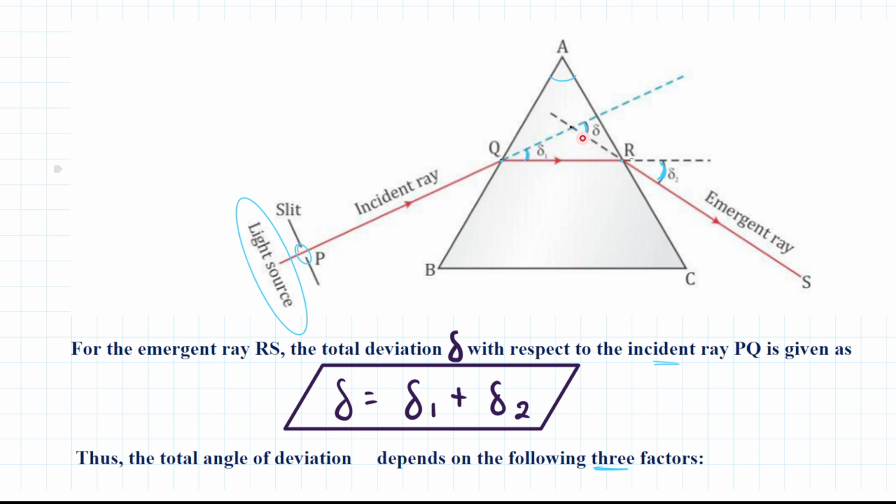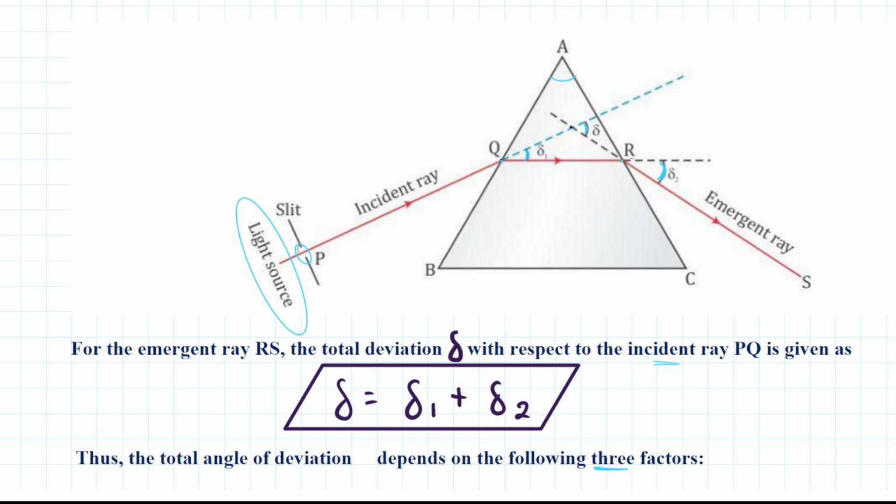So here you can see this will be the delta we have. So delta equal to what? Delta 1 plus delta 2. So delta will be delta 1 plus delta 2. So this will be PL, we can say here.